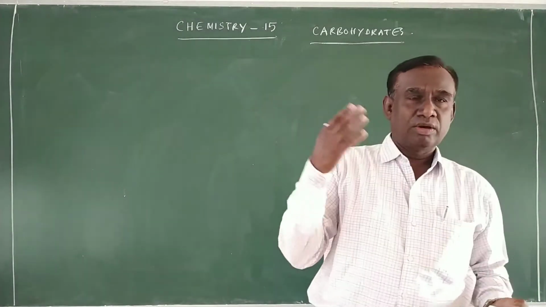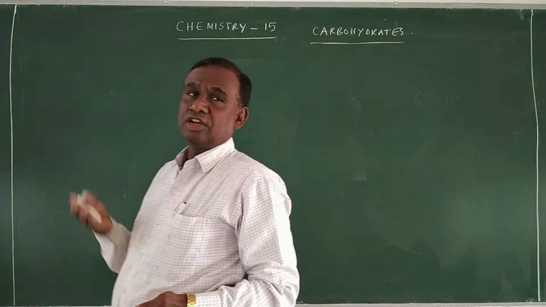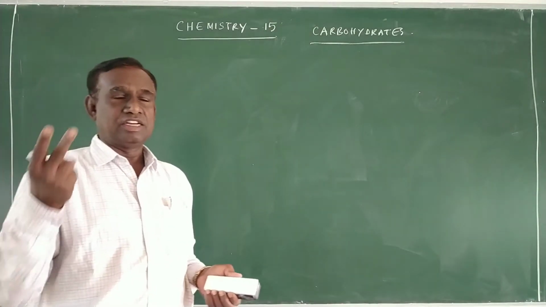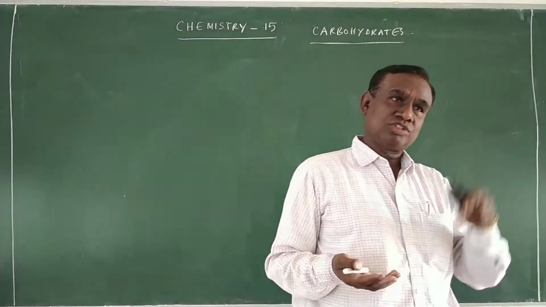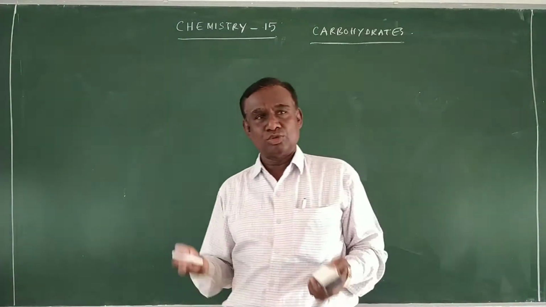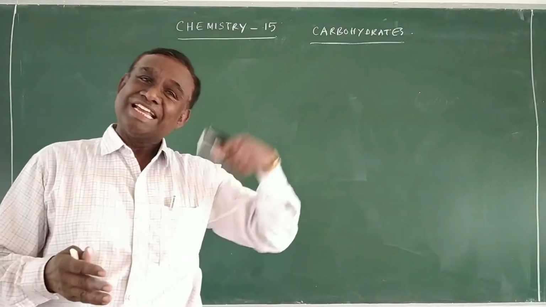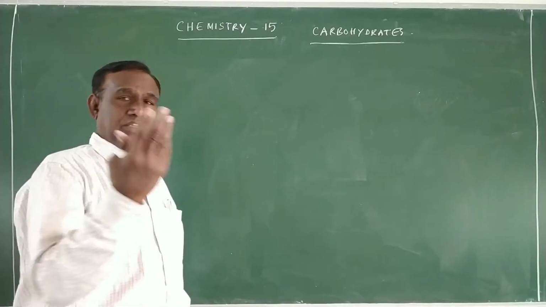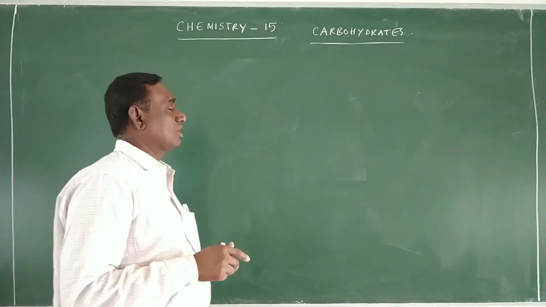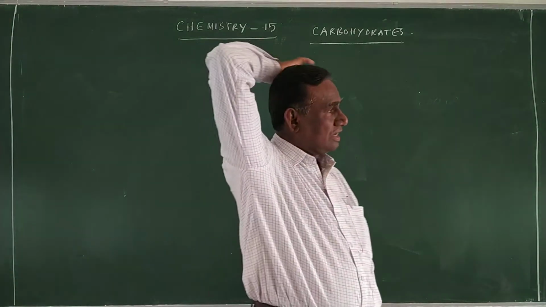That is sucrose, maltose, lactose. Sucrose gives 2 monosaccharides, that is glucose and fructose. Maltose gives 2 monosaccharides, glucose and glucose, but lactose gives 2 monosaccharides, which is glucose and galactose. Hydrolysis of sucrose, maltose, lactose gives 2 monosaccharides. Therefore, all these are the disaccharides.